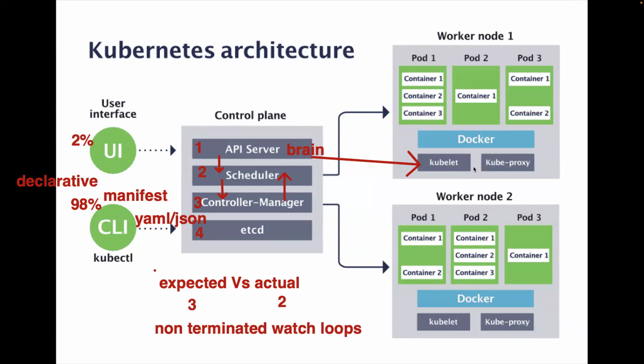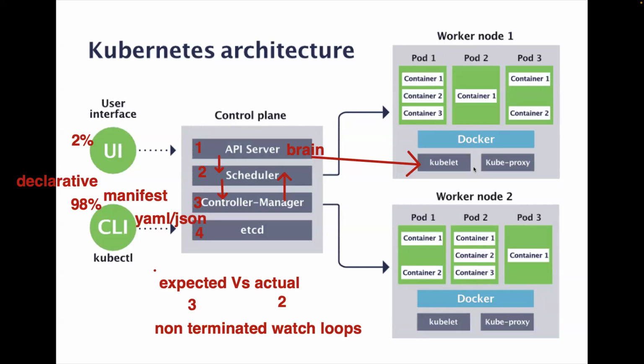That's how it will always keep watching for the expected versus the actual state. That's how these three components interact with one another before they schedule some containers on the cluster. From now on, I would say scheduling pods on the cluster because that makes more sense. We don't schedule containers, we schedule the pods. That's how these three components interact with one another.